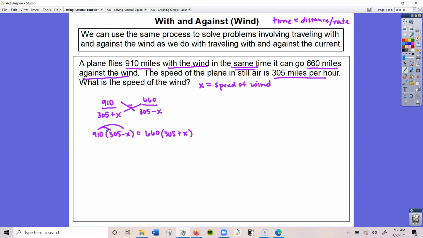910 times 305 is 277,550 minus 910x is going to equal, now we distribute the 660. 660 times 305 is 201,300 plus 660x. Now this is not a quadratic equation.